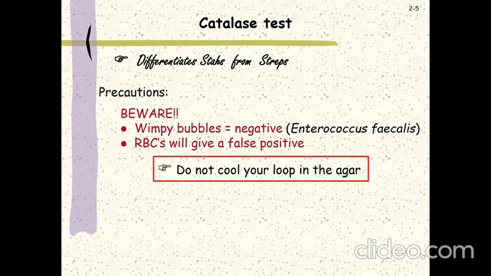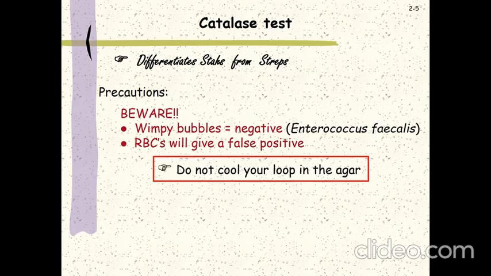But since red blood cells will give a false positive, you want to be careful about not scraping your loop in the agar, because when you do that, you're adding that catalase enzyme. When you destroy those red blood cells, the catalase enzyme is stuck to your loop. So then if you grab some colonies and put it in there, whatever you had on that loop is going to bubble as well. And you also want to be certain that you have isolated colonies.